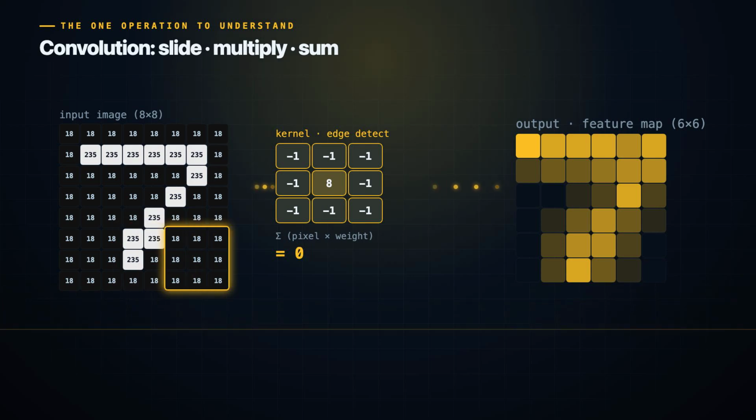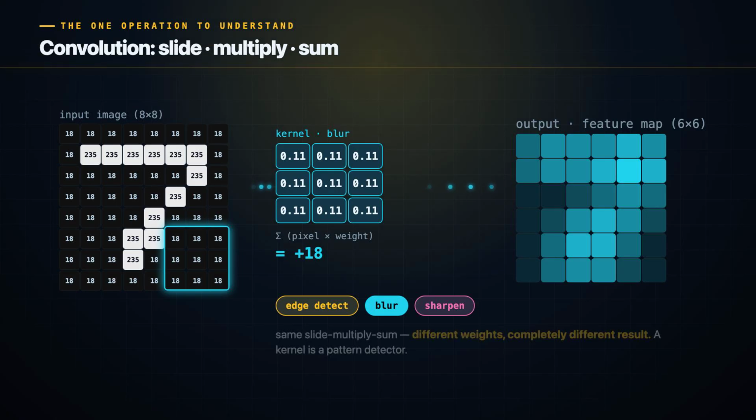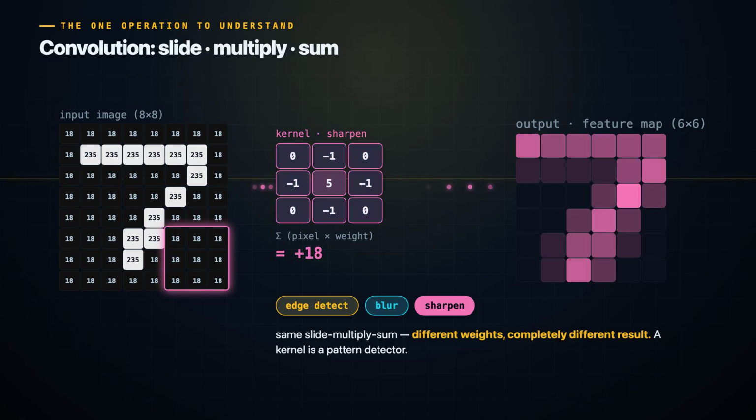Now here is the beautiful part, the part that changes everything. The 9 numbers inside the kernel decide what it detects. Fill the kernel one way and it lights up on vertical lines. Fill it another way and it responds to horizontal lines, another and it finds a corner or a spot of a certain color. The exact same sliding operation with different numbers inside becomes a completely different detector.